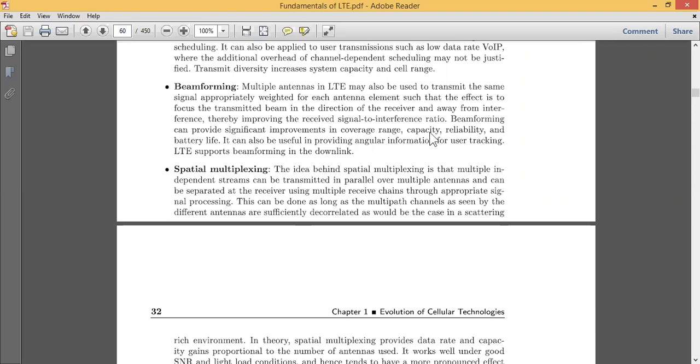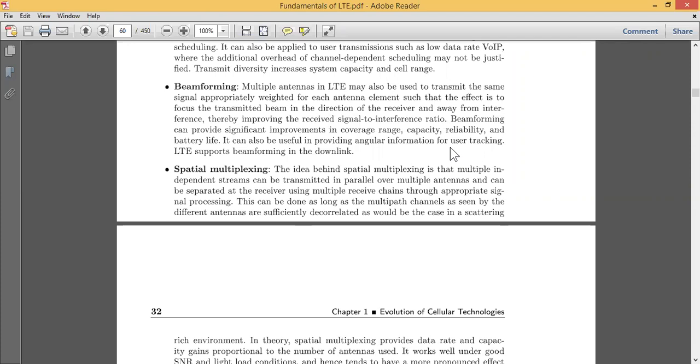Then you can have an improvement in capacity, you can increase the capacity to a huge number of users. Then the reliability is nothing but that it can easily be acceptable, easily workable. And the battery life. Okay, so this is another important point, and it can also be useful in providing angular information for tracking, because nowadays we also go for location tracking, right? For location tracking, we require the angular information, that is, the latitude and the longitude of that particular link.